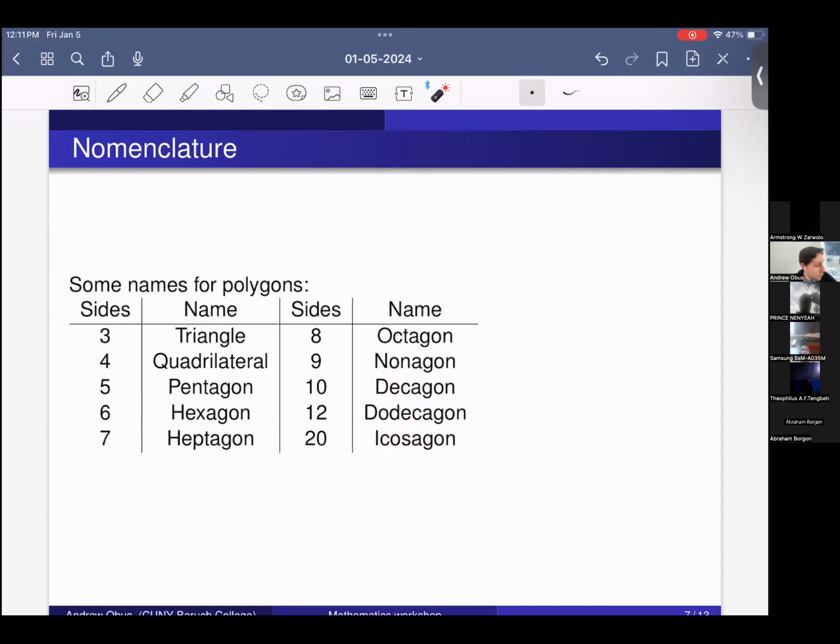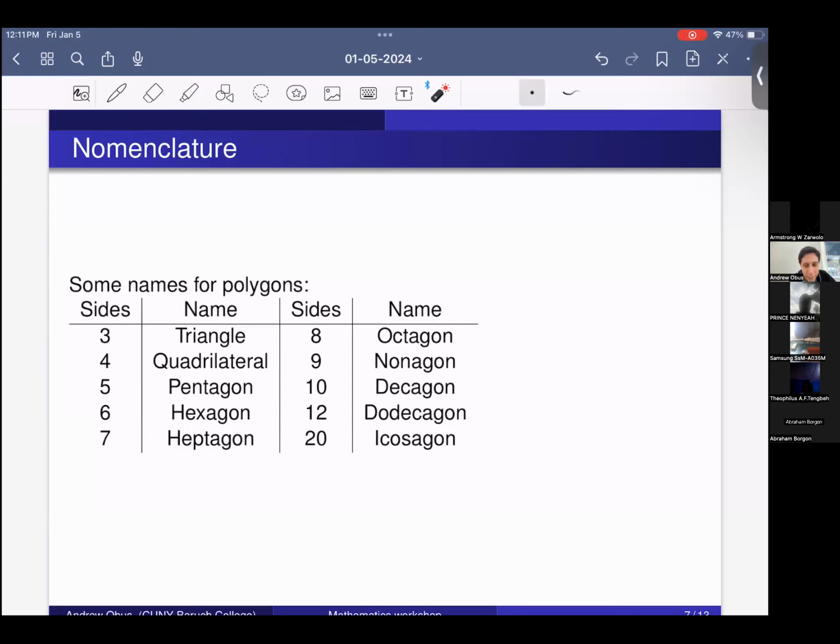There are other names for other numbers of sides, but most people don't know them. I don't even really remember what a polygon with 11 sides is called. It's called an undecagon or something like that, but it's not really common usage. Even icosagon is not really very common usage, but 12 for a dodecagon is a little bit standard, so I wanted to include that.